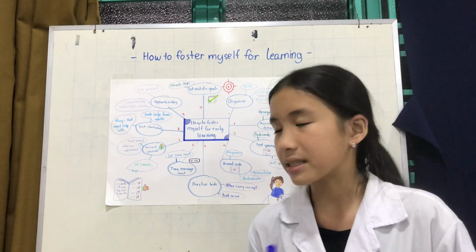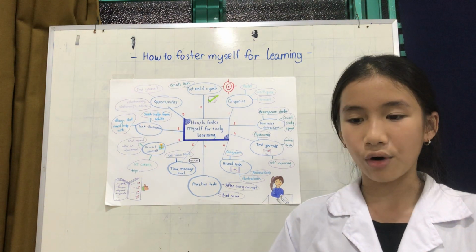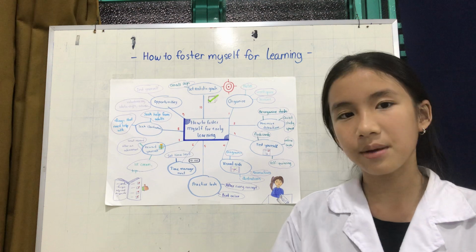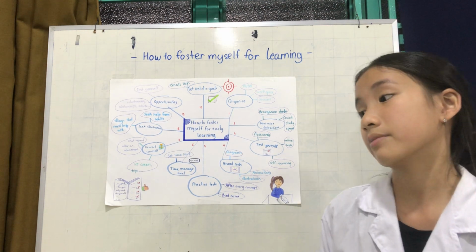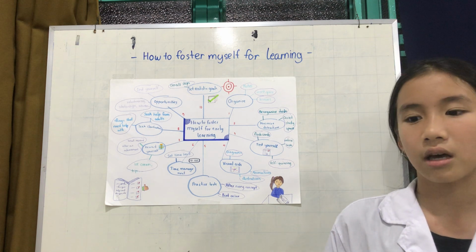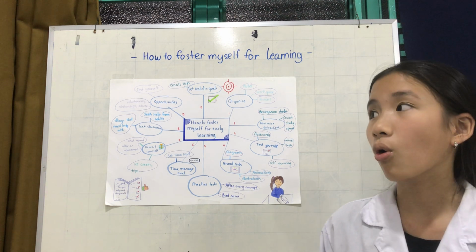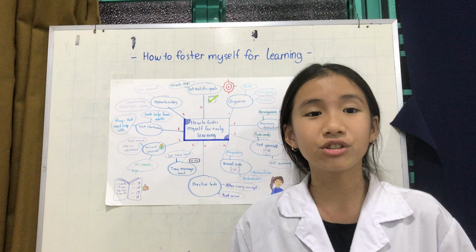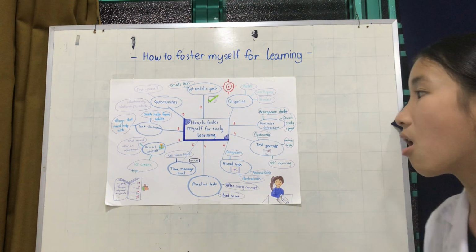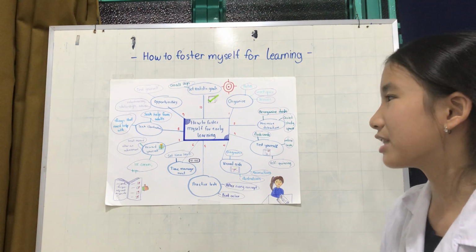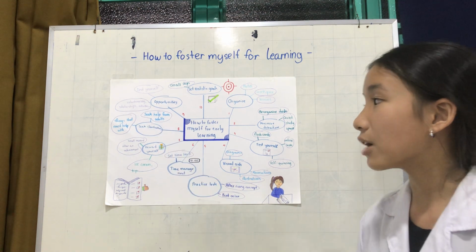Now, rewarding myself. How can I reward myself? For every achievement that I have done, I can get a small reward for myself, like taking a trip somewhere, or buying myself some ice cream or some things that I'm interested in, some small rewards after an achievement.